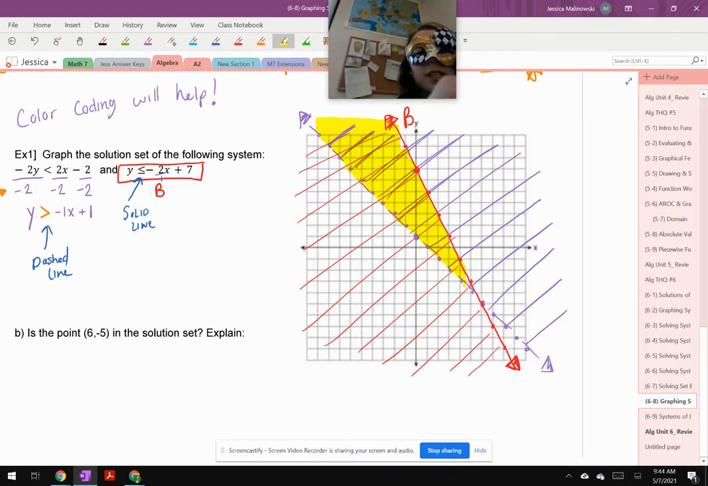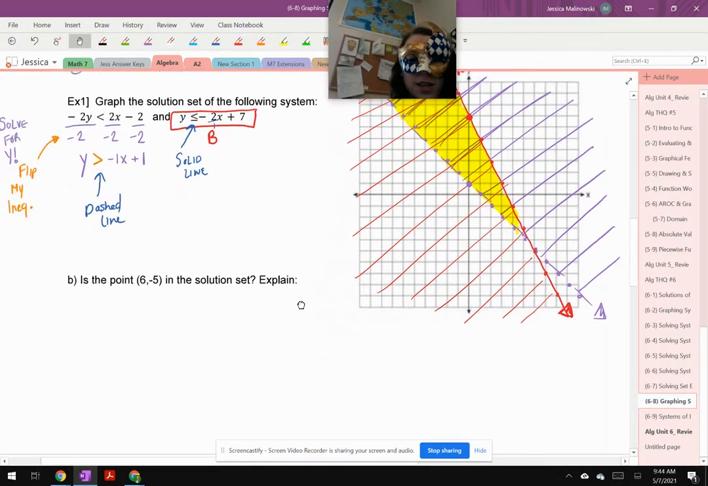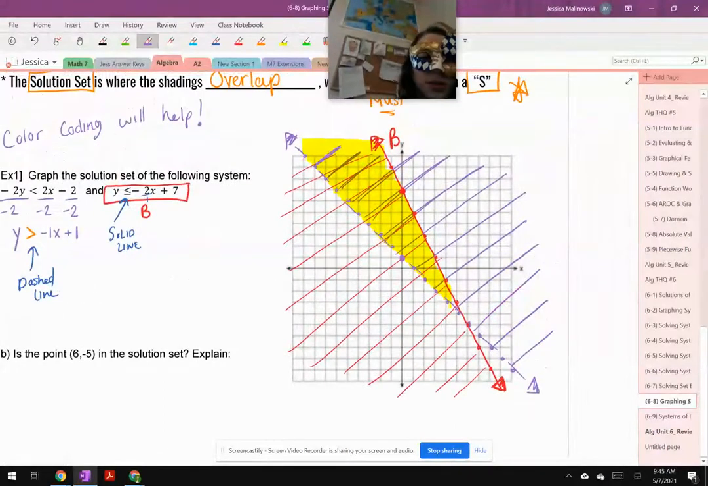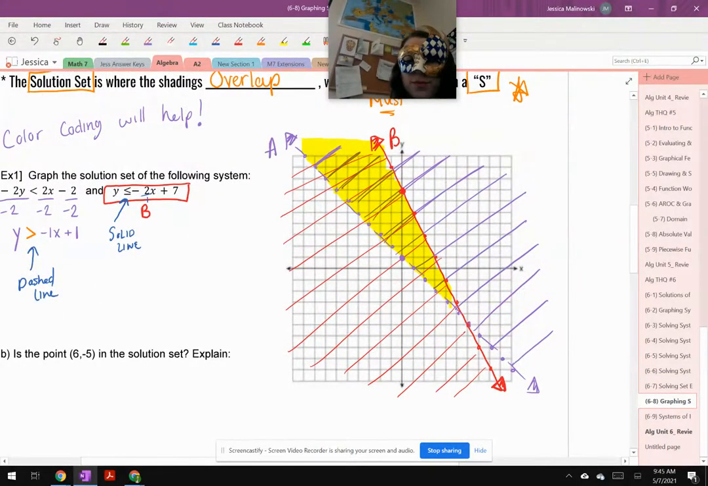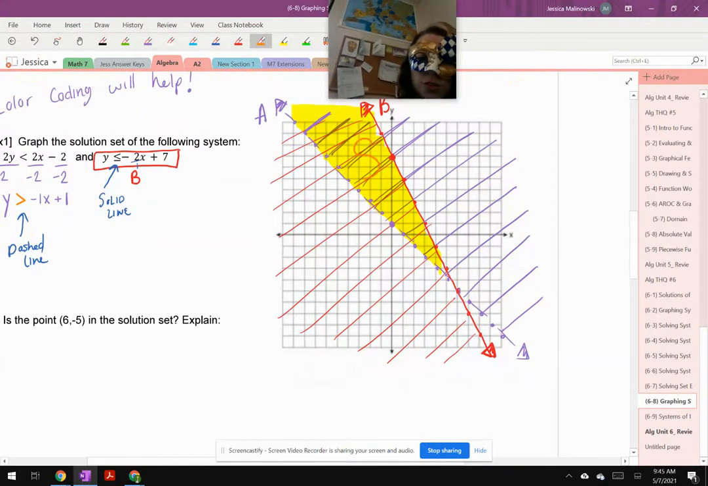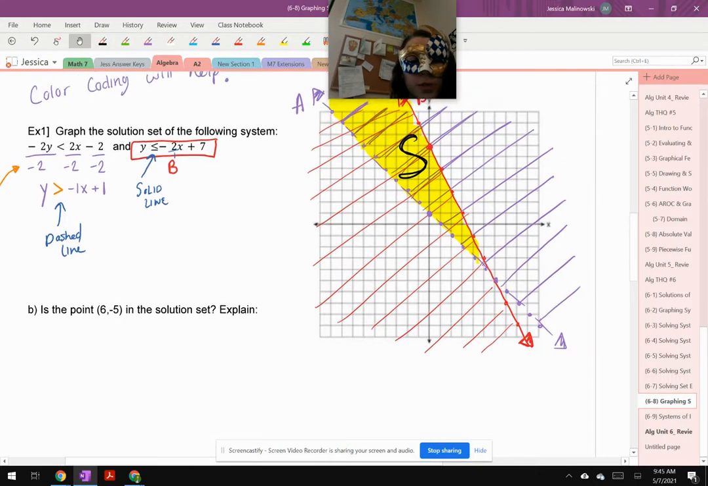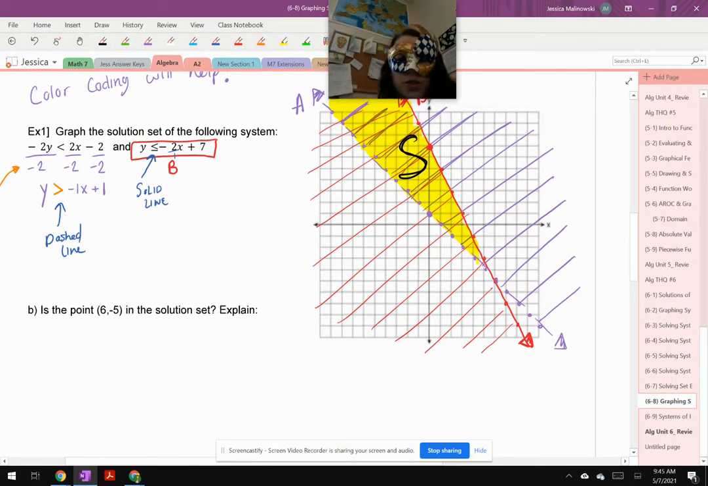But notice, if I had a point, let's talk about this. Well, here we go. First, let me label that graph A. And don't forget your S for solution set. Actually, let's use black instead. That'll show up better. There we go. And so part B wants to know, is the point (6, -5) in the solution set? We'll look at that later.